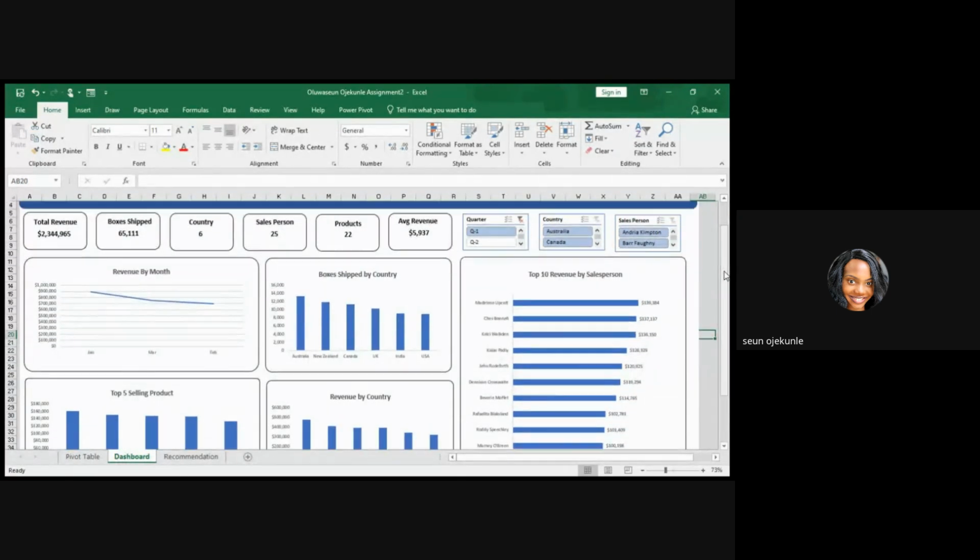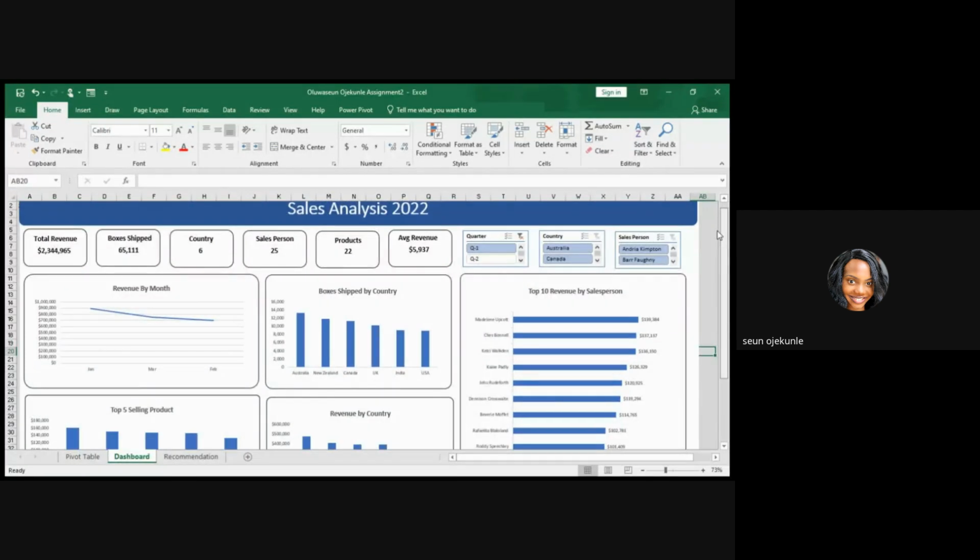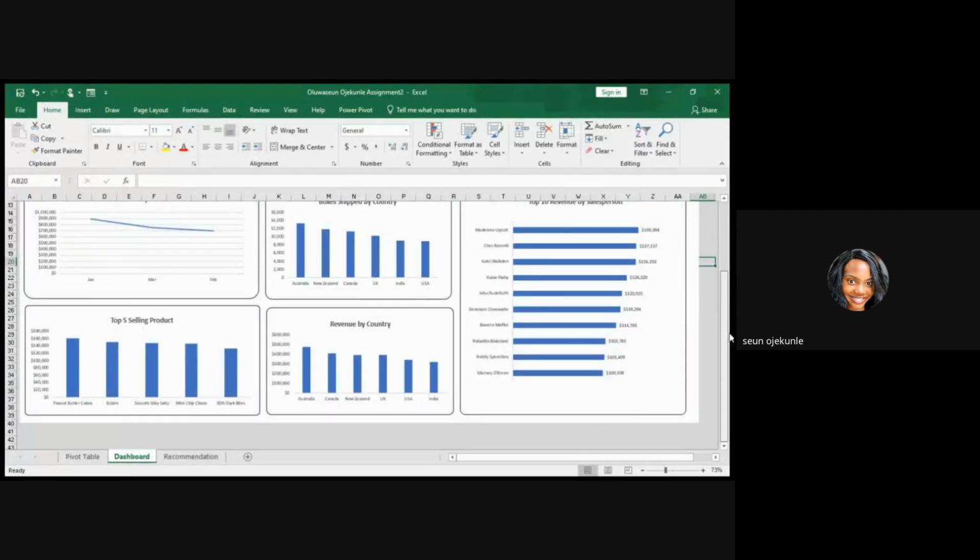Okay, so from January, February, March, you can see the sales dropped. Like they all said, for January there's a rush, so there was a drop in our revenue. I think I just wanted to present my dashboard basically.